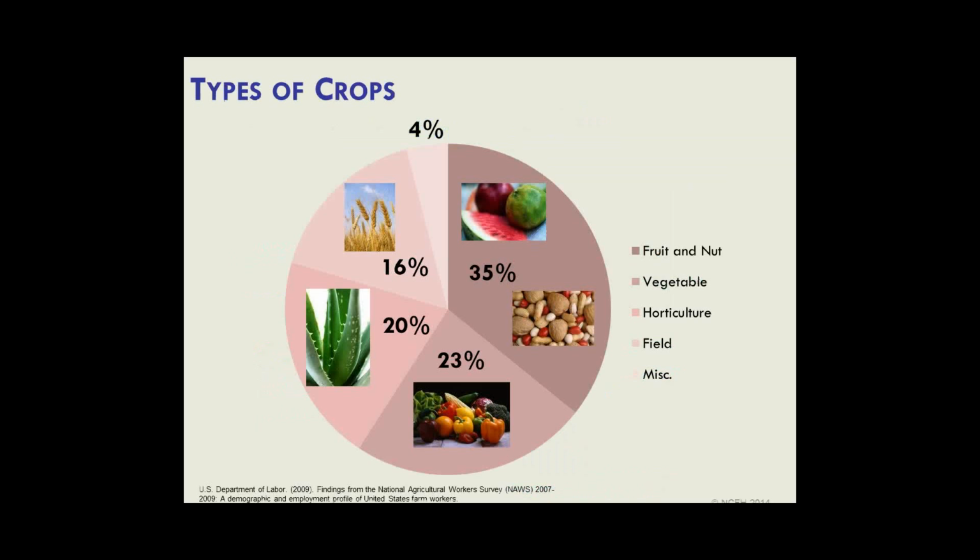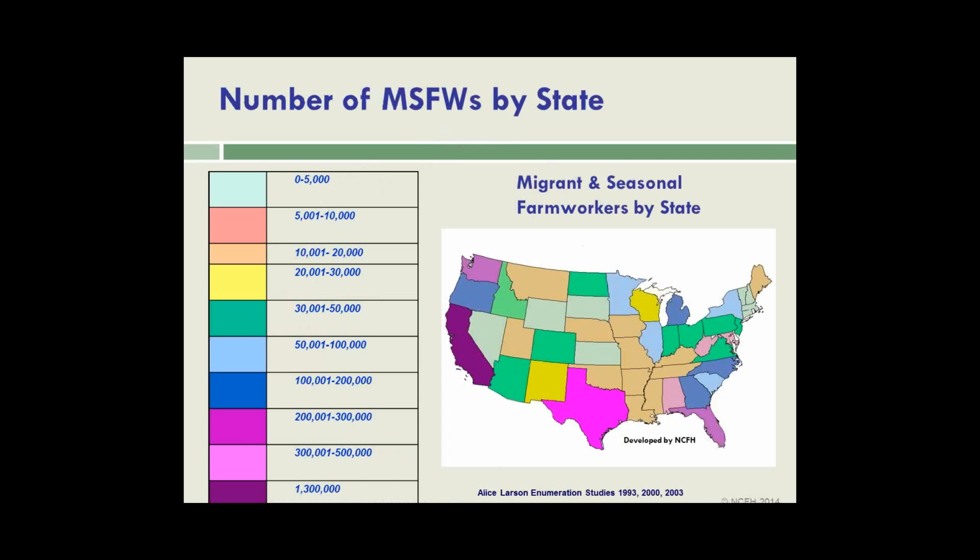Here is a slide depicting types of crops. So we have fruit, nut, vegetable, horticulture, field, and then there's a miscellaneous percentage as well. Migrant farm workers and their families live in every state. The states that have the greatest amount of farm workers include California, Texas, Washington, and Florida.